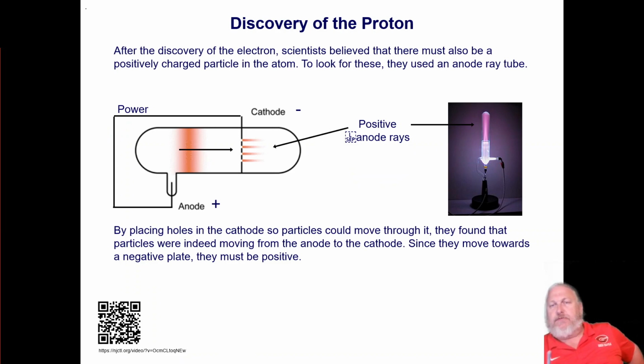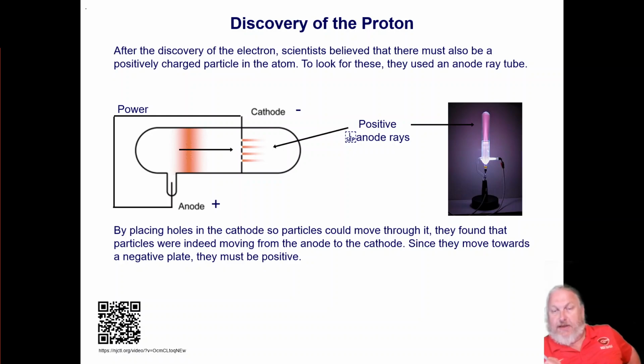Now, after the discovery of the electron, scientists believed that there must also be a positively charged particle in the atom. So to look for these, they used an anode ray tube. They had the positive anode going to the cathode, the negative side, right? They shoot electricity in there, and they put holes in the cathode so that the particles could move through it. And the positively charged particles would be attracted to the cathode, the negative side.